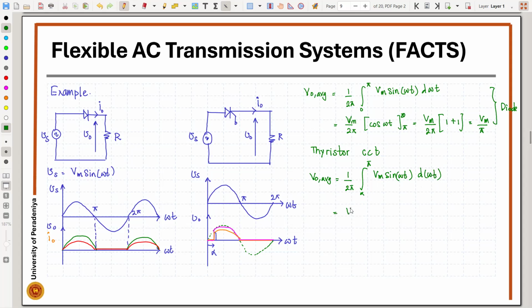So this is going to be Vm over 2 pi, times minus cos omega t, evaluated from alpha to pi. So this is going to be Vm over 2 pi times (cos alpha plus 1). So now you can see the average output voltage is different at the load. Earlier we had Vm over pi, but now we have Vm over 2 pi. Of course, when alpha goes to pi, you would get the same answer.